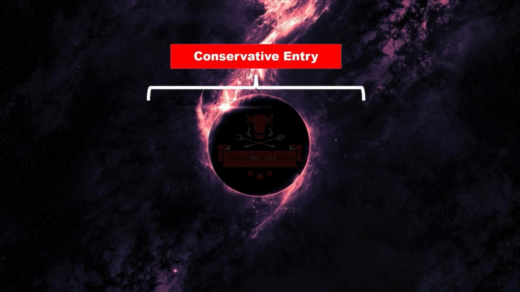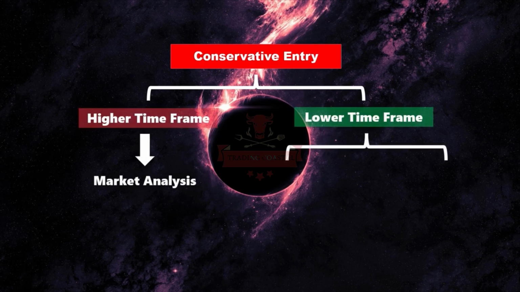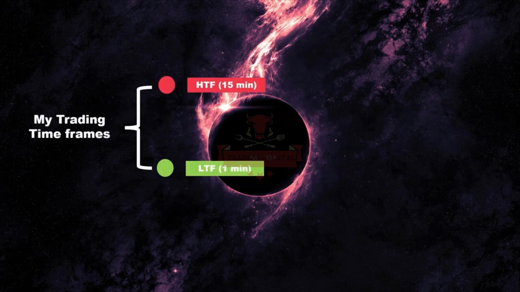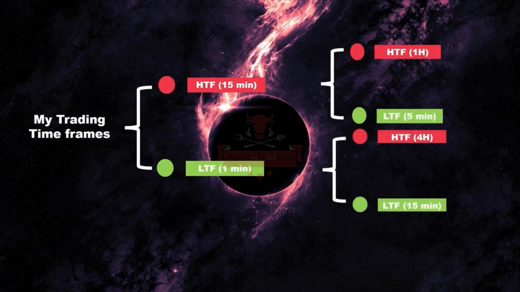In this entry model, we employ two different time frames for our trading approach. A higher time frame for market analysis, and a lower time frame for entry confirmation and order execution. I personally prefer using the 15-minute time frame for market analysis and then switching to the 1-minute time frame for executing my trades. However, you have the flexibility to choose other time frame combinations, like the 1 hour and 5-minute or the 4 hour and 15-minute, depending on your preference.